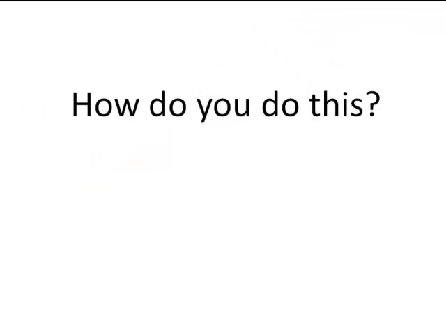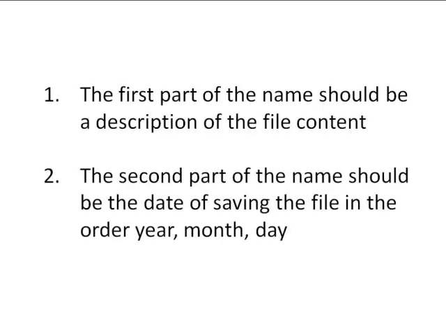First of all, it is important to strictly follow the recommended way to name files. This consists of: the first part of the name should be a description of the file content. The second part of the name should be the date of saving the file, in the order year, month, day, as shown in this example. The first part is a description of the content of the file. The second part is the date when it was saved, so the 31st of December 2010 in this example.